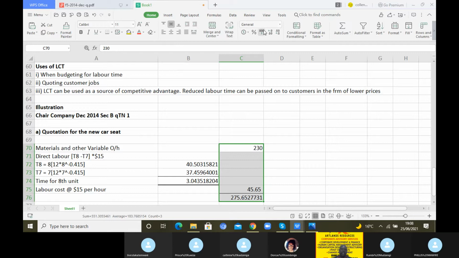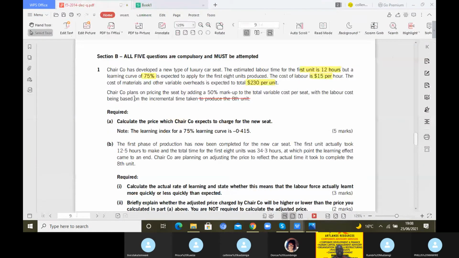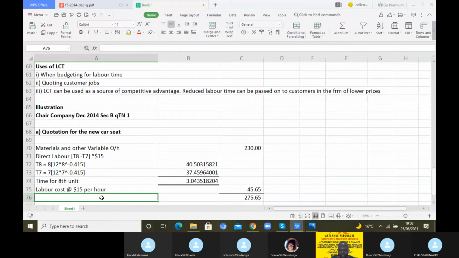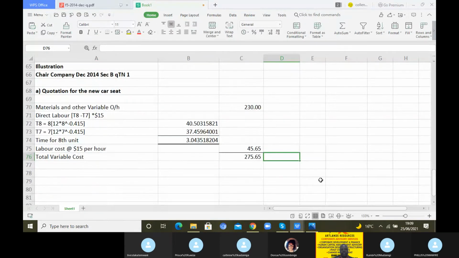And I come to the question. Always I'm putting it to 2 decimal places by just clicking comma here. If I come to the question, they are saying the chair company plans on pricing the seat by adding 50% on total variable cost. So this is total variable cost. So I say total variable cost. So there you go. This is total variable cost.